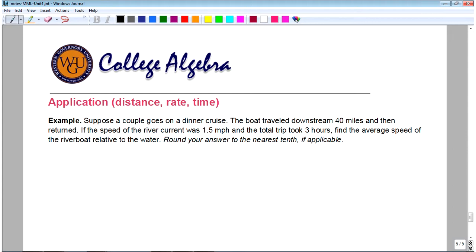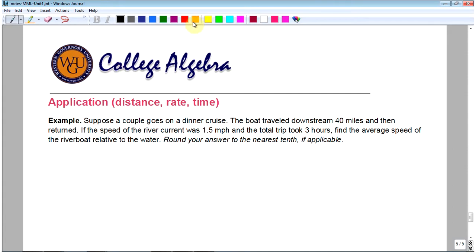Suppose a couple goes on a dinner cruise. The boat traveled downstream 40 miles and then returned. If the speed of the river current was 1.5 miles per hour and the total trip took 3 hours, find the average speed of the riverboat relative to the water. Round your answer to the nearest tenth if possible.